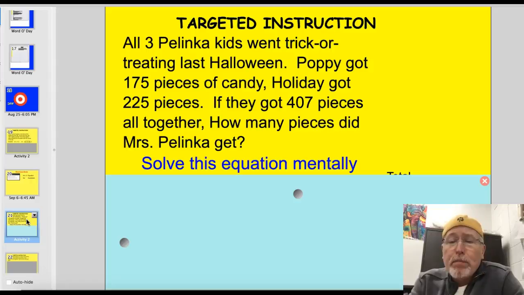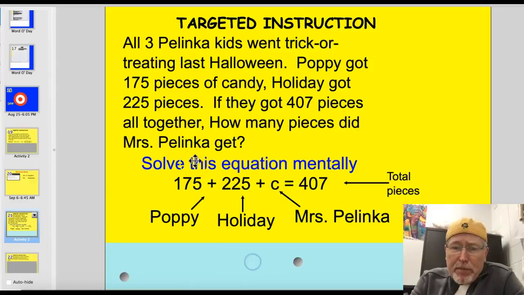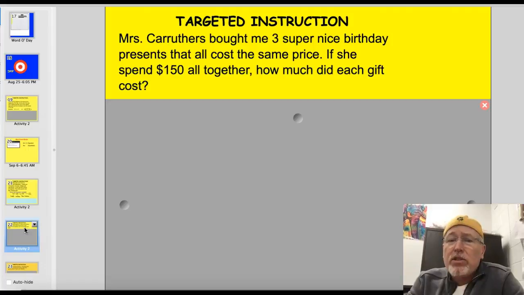I'm 100% serious. All right, so let's think about this, solving this mentally. If Poppy got 175 pieces and Holiday got 225, that's 400 altogether. So 400 plus, well, 7. Mrs. Plinka must have found on the ground 7 half-eaten pieces of candy, and she's claiming them. She never quite grew up right. Right. Let's take a look at another question. Then I'll turn you loose.